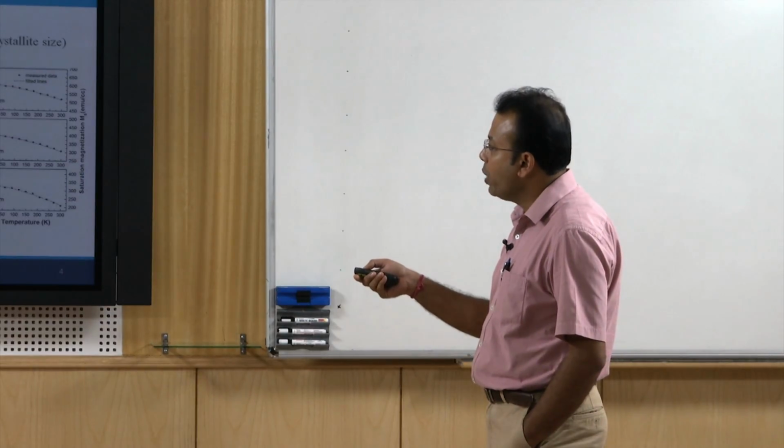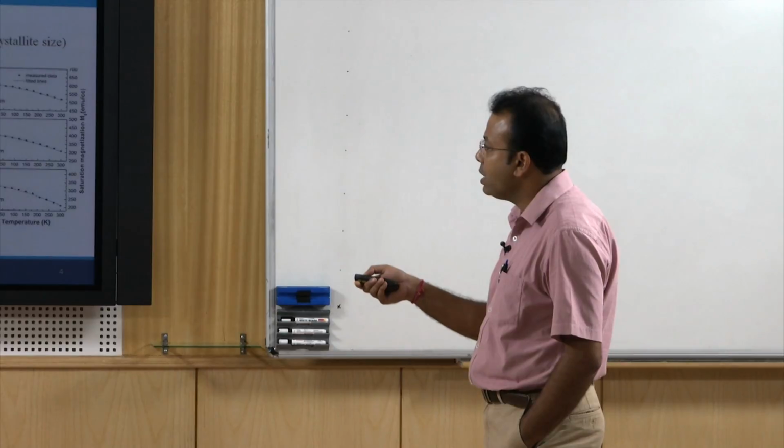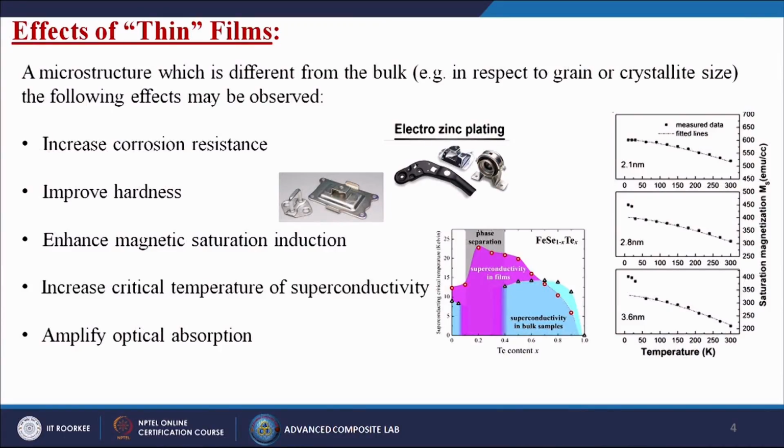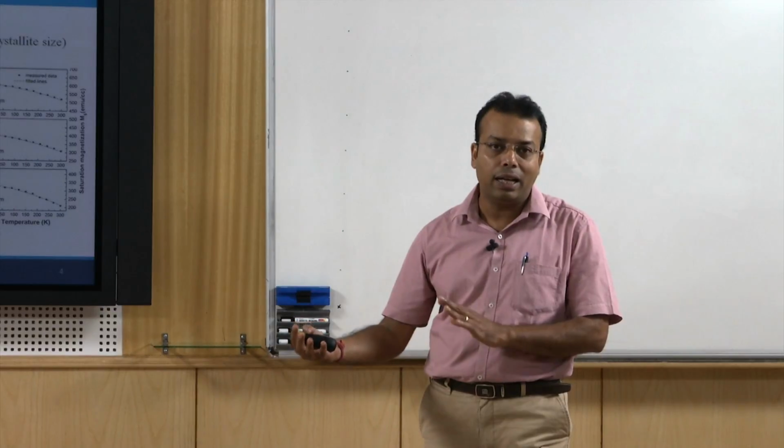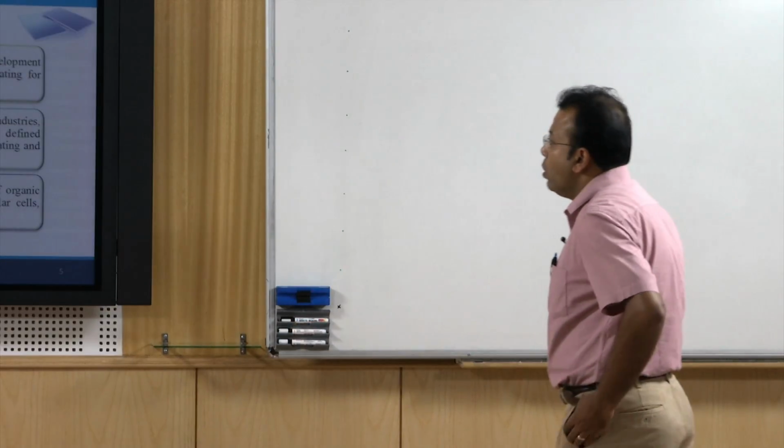So, what it is doing? It is increasing corrosion resistance, improving hardness, increasing the critical temperature of superconductivity, and amplifying the optical absorption. So, if we use the thin film, then it can enhance so many properties than the thick film itself.